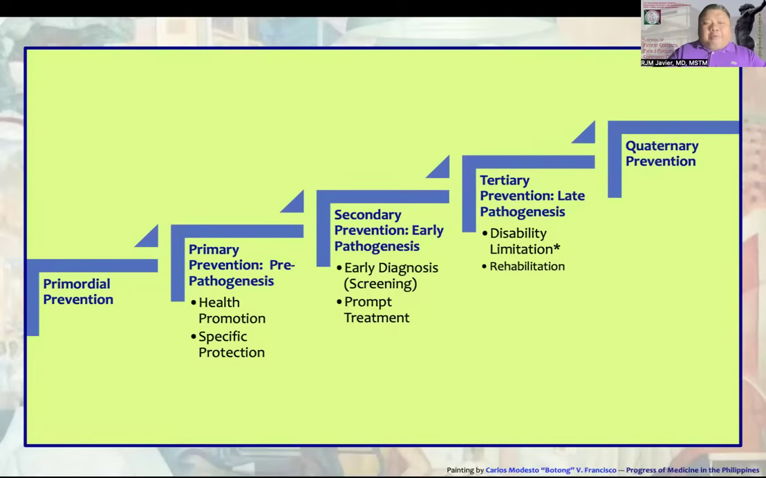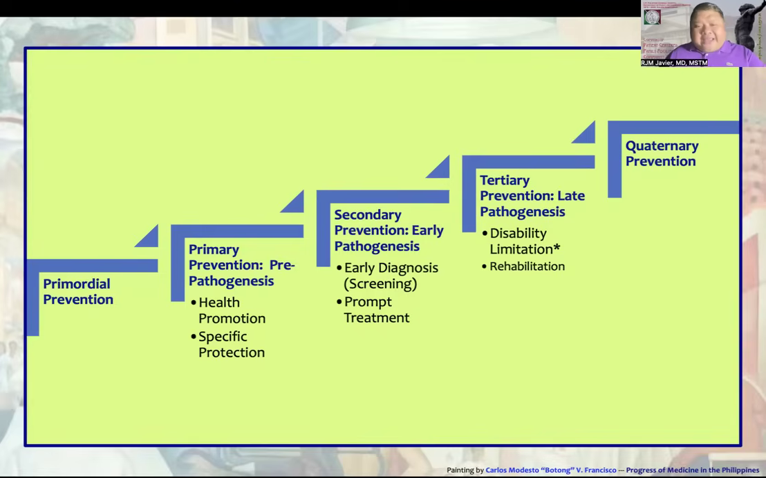So when we say primary prevention, we primarily look into health promotion and the conferring of specific protection either through vaccination, immunization, or chemoprophylaxis. When we talk of early diagnosis and prompt treatment, that would be your secondary prevention. When we talk of your tertiary prevention, we look into disability limitation as well as rehabilitation.